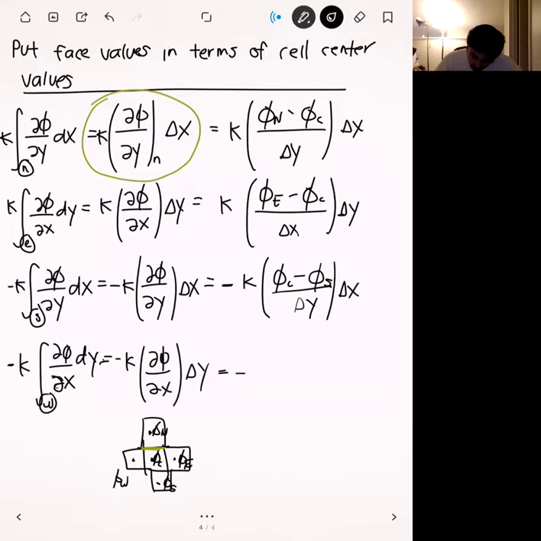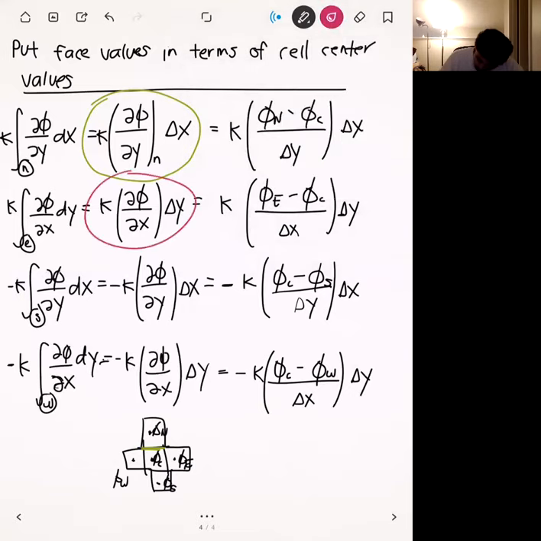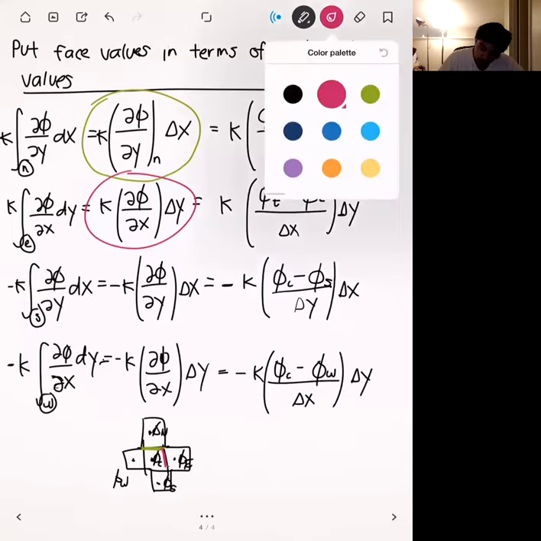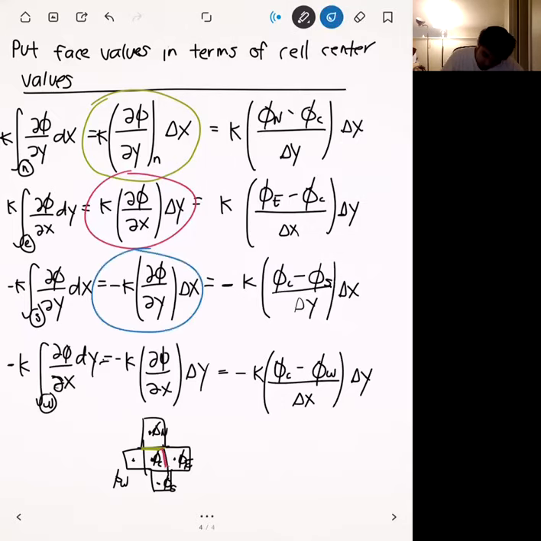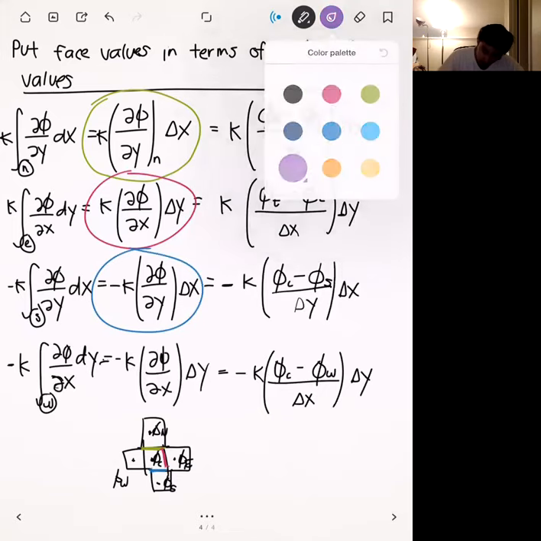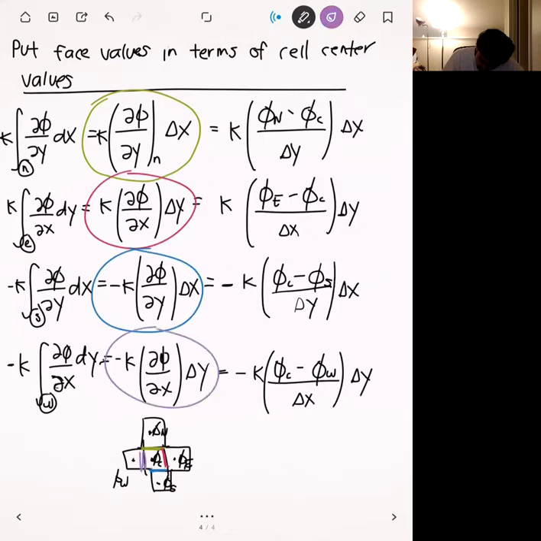And then we have a minus k, phi sub c minus phi sub w divided by delta x times delta y. Okay. So let me go ahead and color code the rest of these. So this is on the east face. This is on the south face. And this one is on the west face. Right, and so these are our four integrals.